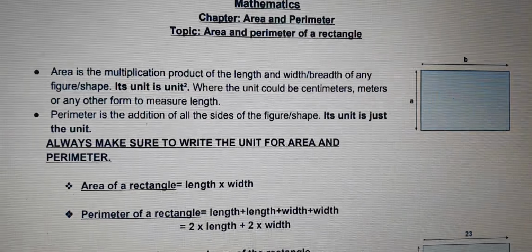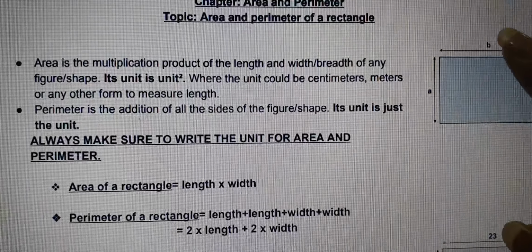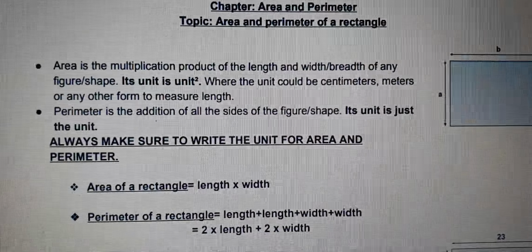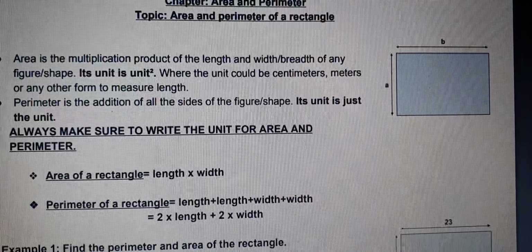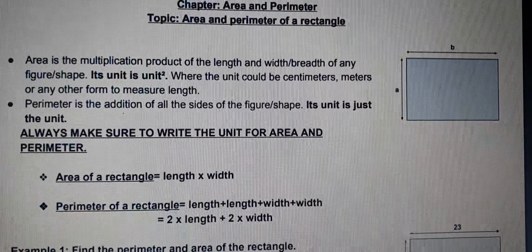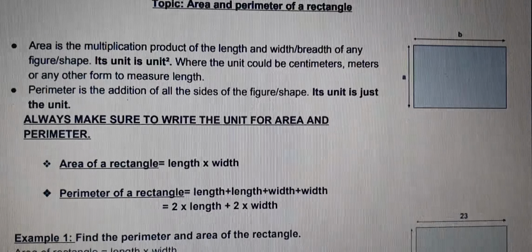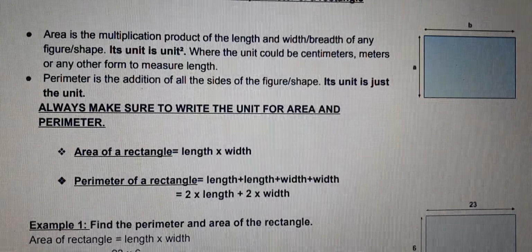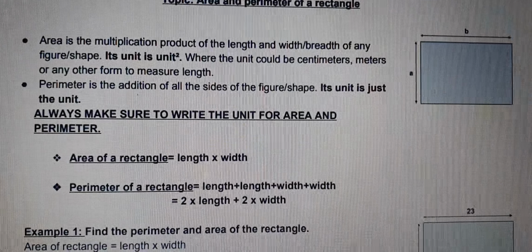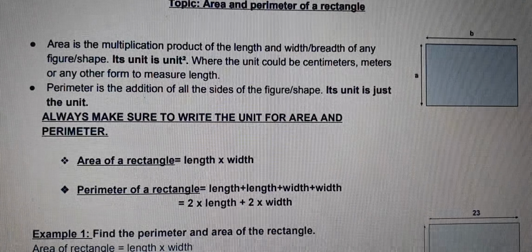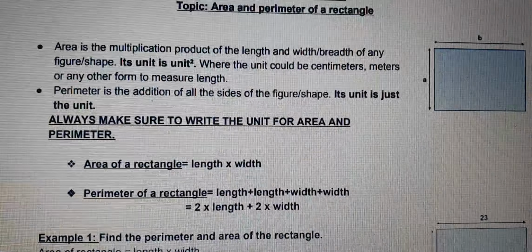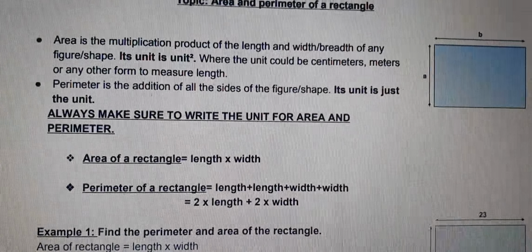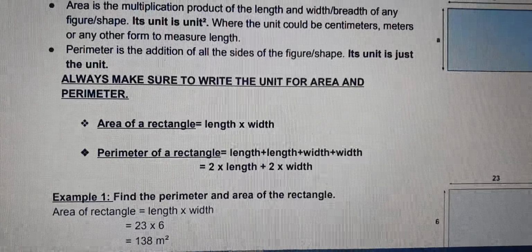So as we know, a rectangle has different sizes. That means the opposite sides of a rectangle are equal, but the adjacent sides are not equal. So area of rectangle is nothing but the multiplication product of the length and the width. Any of the two adjacent sides multiplication is the area.